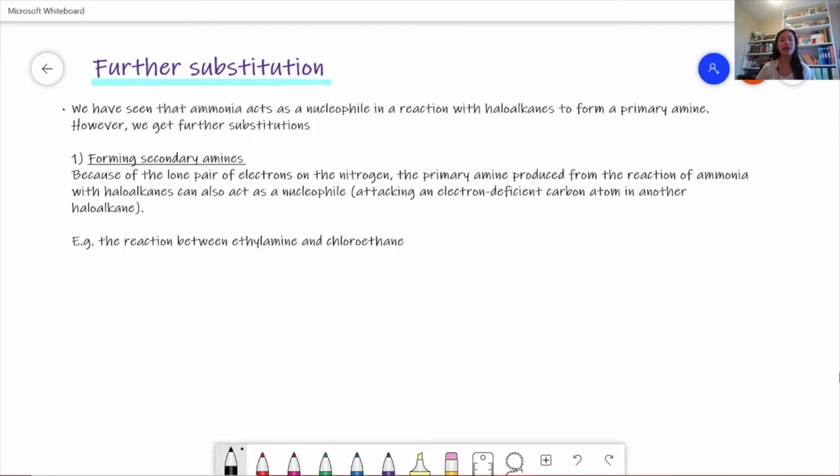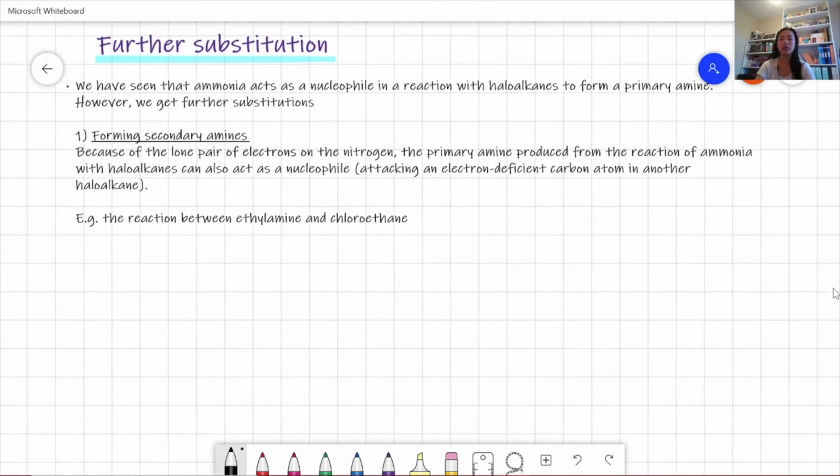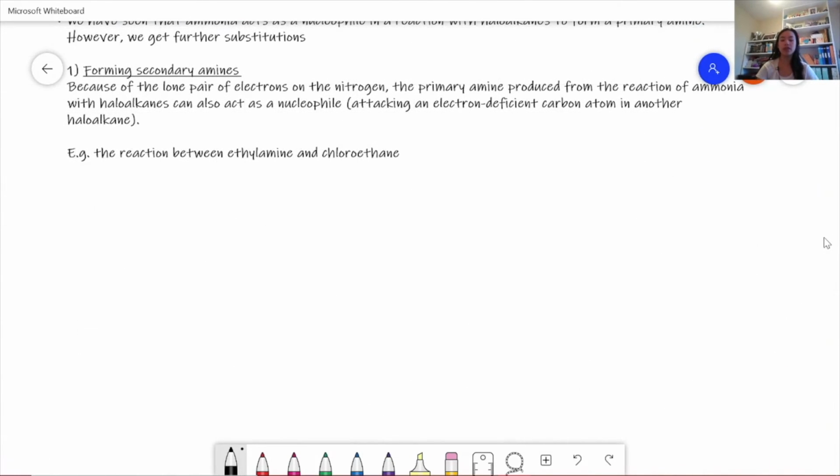So we're going to look back at our example that we used for ammonia. We reacted ammonia and chloroethane together to form ethylamine. Now we're going to look at the reaction between ethylamine and chloroethane. So this is a further substitution. What we have is another chloroethane, so CH3CH2Cl.